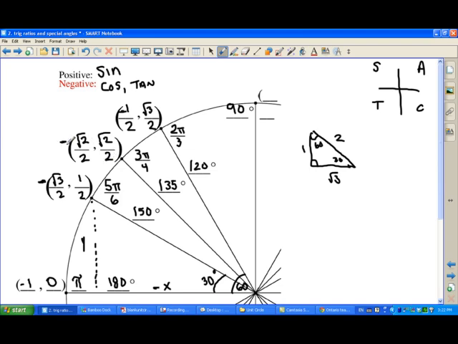And then finishing off with my 45-degree angle. My x value for the 45-degree angle is negative root 2 over 2. My y value is root 2 over 2. So you should have now filled in the first 2 quadrants of your unit circle.